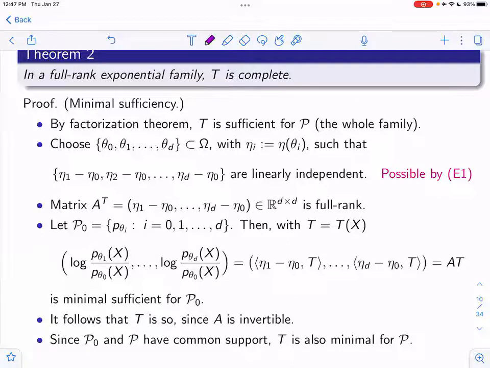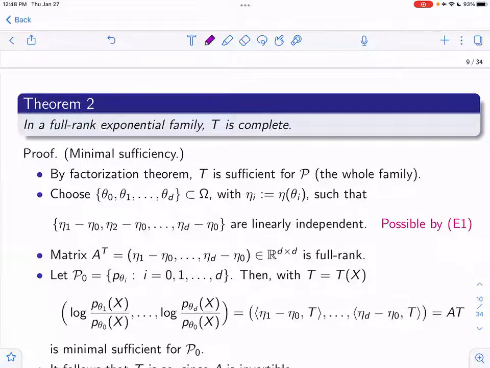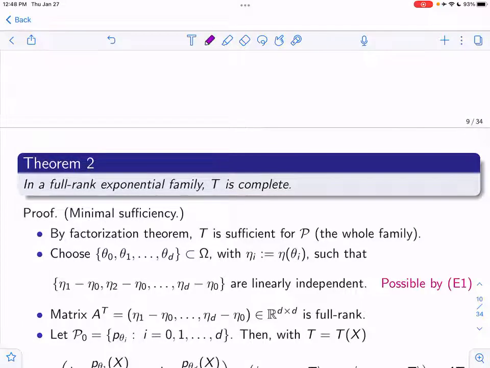In order to do that, we are going to use the idea that we can first show that T is sufficient. We know that by the factorization theorem, that's easy. Then pick a subfamily and show that it's minimal sufficient for that subfamily. And then you're done by that lemma. So the idea here is that, because, remember, eta of omega is open.